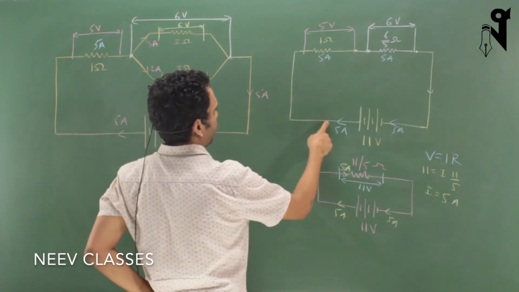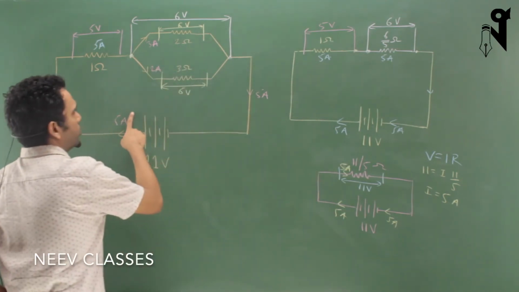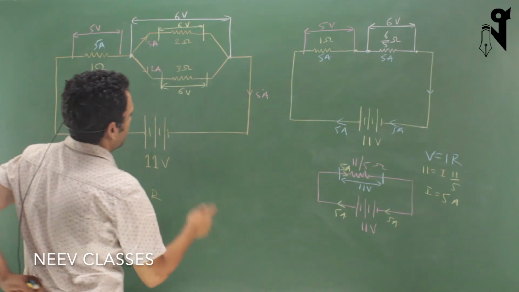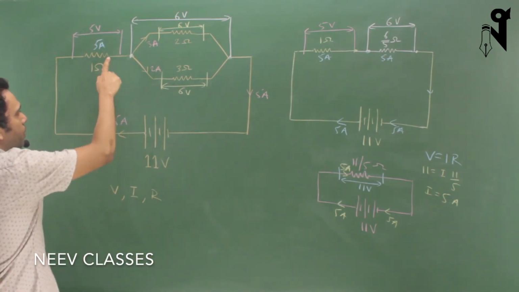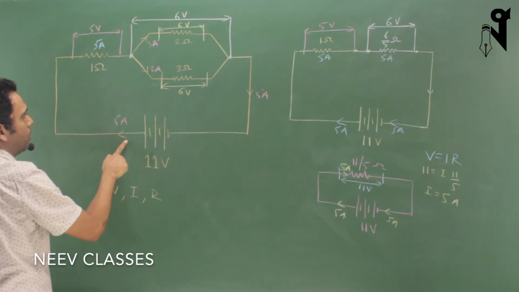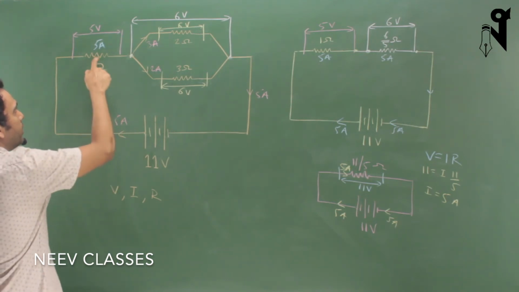Once you get the current, by the way, you can straight away jump to this circuit. Once you get the current, when you jump to this circuit, you know the current in this is 5 amp. The current coming out of the battery is 5 amp. So the current going in this is 5 amp.